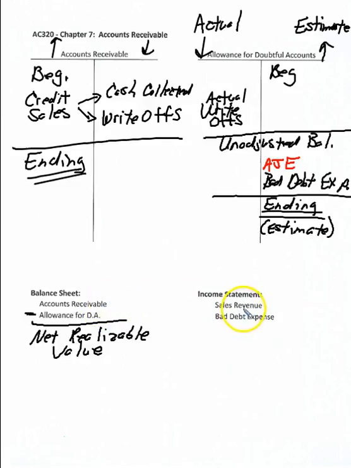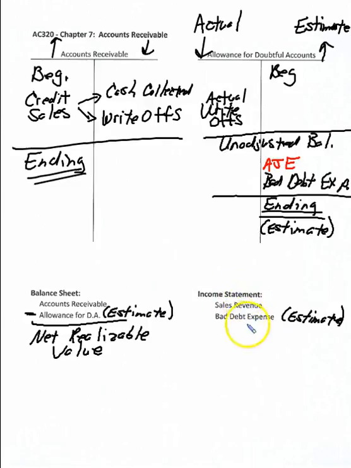Okay, and then on the income statement, we're matching sales with the bad debt expense, and again, this is going to be an estimate. So we have an estimated bad debt expense on the income statement. The allowance for doubtful accounts is also an estimated amount on the balance sheet.